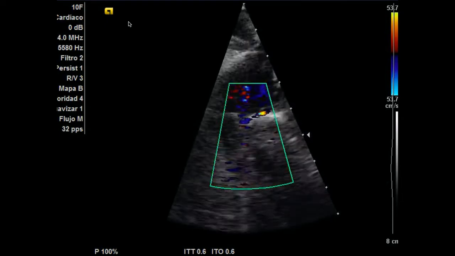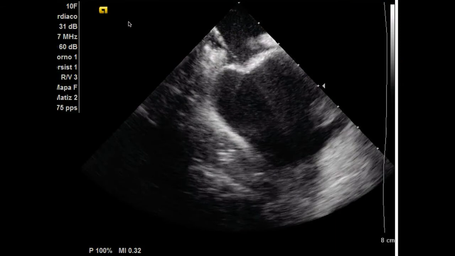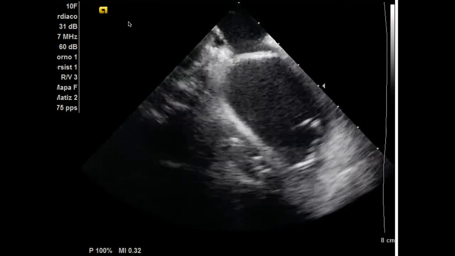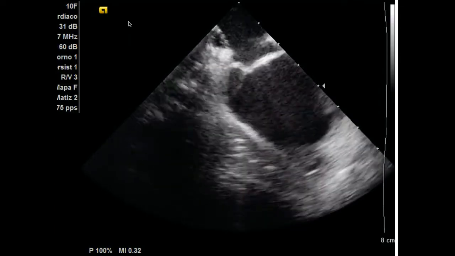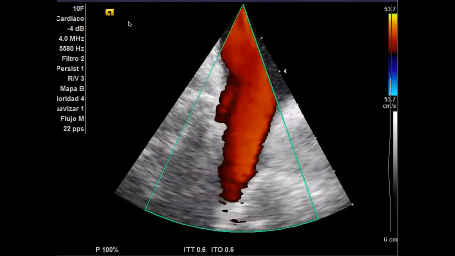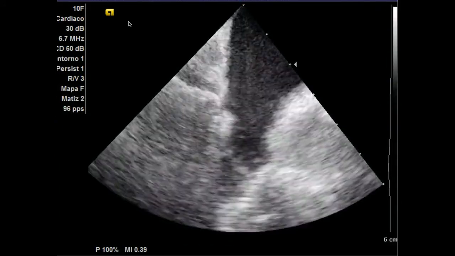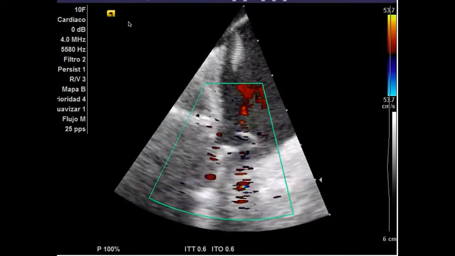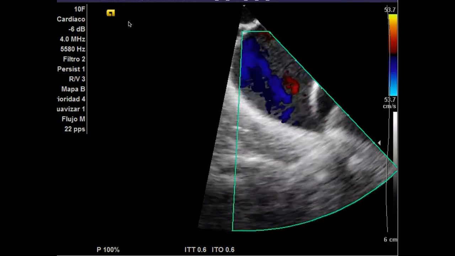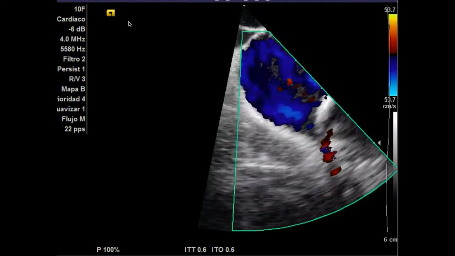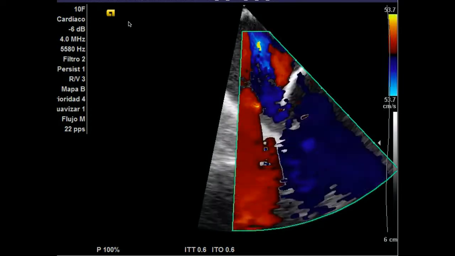We verify in the borders of the balloon that there is no leak. We could navigate with the Achieve catheter to cannulate the pulmonary vein. This is the flow of the left inferior pulmonary vein. There is the Achieve navigating into the pulmonary vein, and here is the balloon inflated in a correct way to perform the PVI.